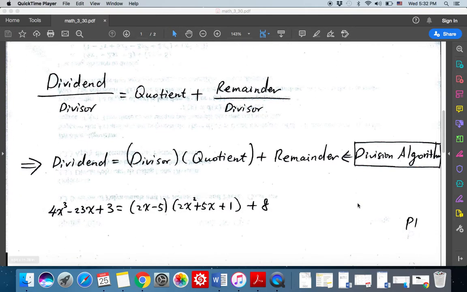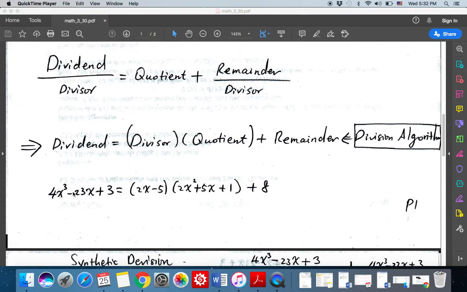And this is generally true for any two polynomials. In this particular case, we can write down 4x cubed minus 23x plus 3 in this form: divisor times quotient plus remainder 8.